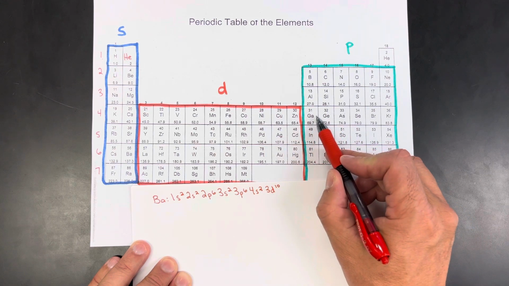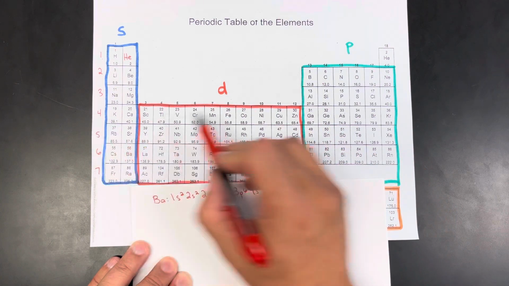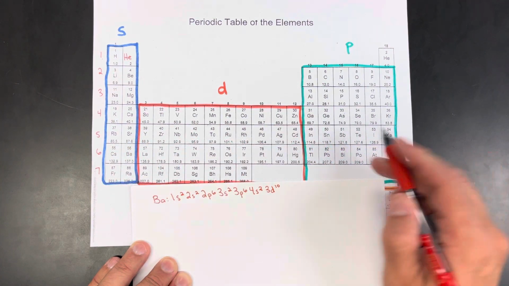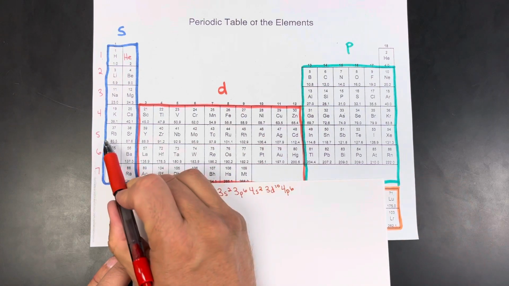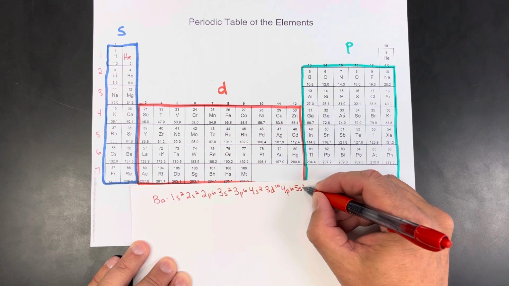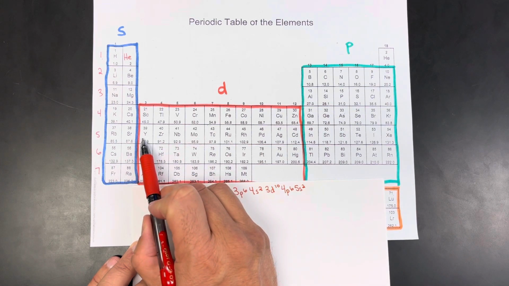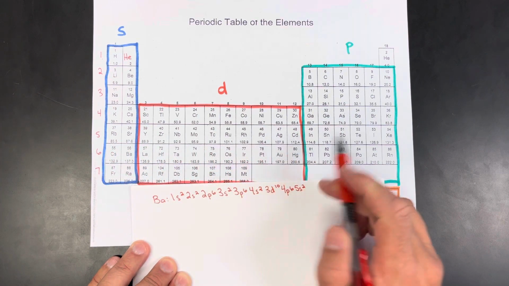Coming out of the D block, we're back in the P block. P block, you do not subtract 1. So this is going to be the 4P, and I'm going to go all the way through it. So it's going to be 4P6, 5s2, back into the D block, so we've got to subtract 1 from the row number, so this is going to be 4D10.